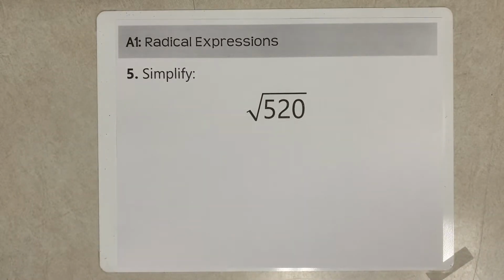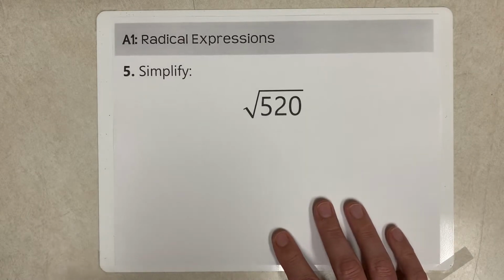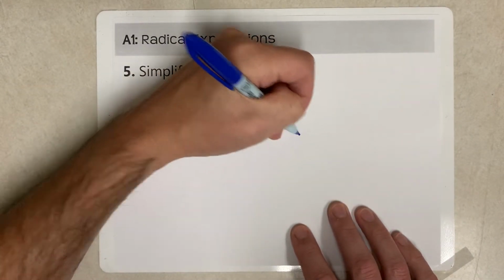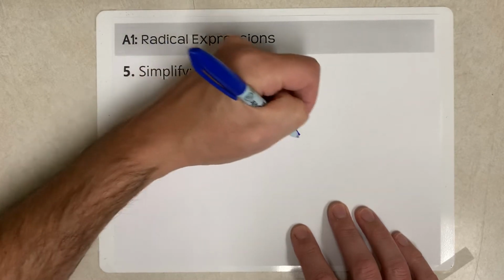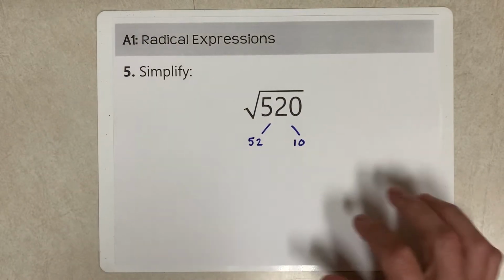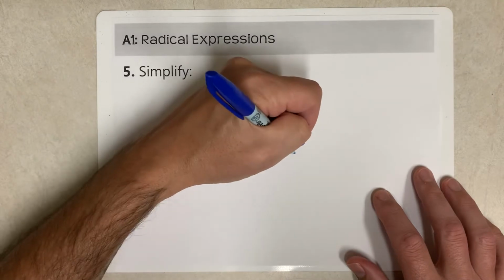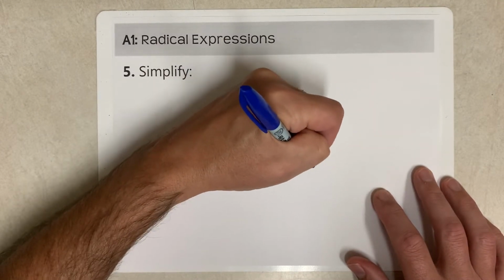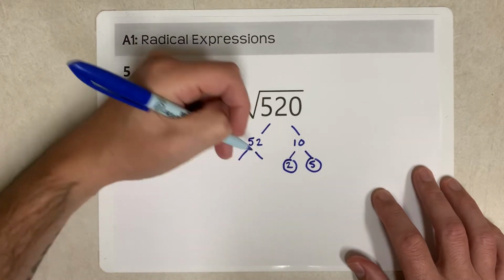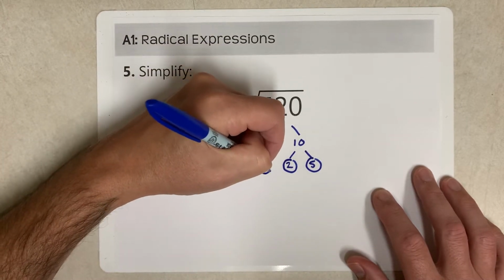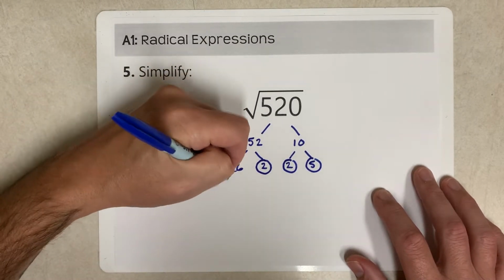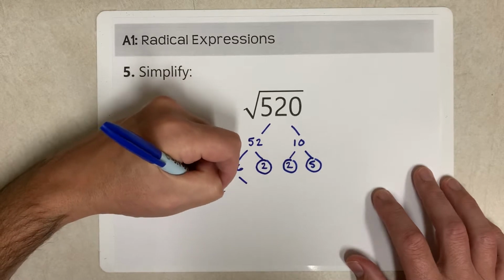Next we have 520. And so 520, I would just go ahead and say maybe 52 times 10. Both of those are composites, so I'm not going to circle them. 10 is 2 times 5, and that's done. So now we have 52. 52 is 2 times, and if you take 52 and divide it by 2, you get 26. And 26 is 2 times 13.